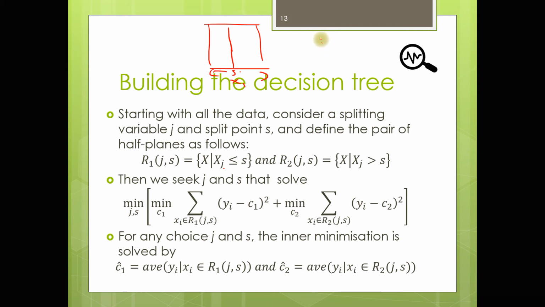But how do you get these values? For example, in the first example that we took, it was year less than 4.5. So how did we come up with the split variable year and the split point 4.5? How did we get to that? There is a procedure which determines that. Let me explain this procedure now. That will determine which variable will come first.